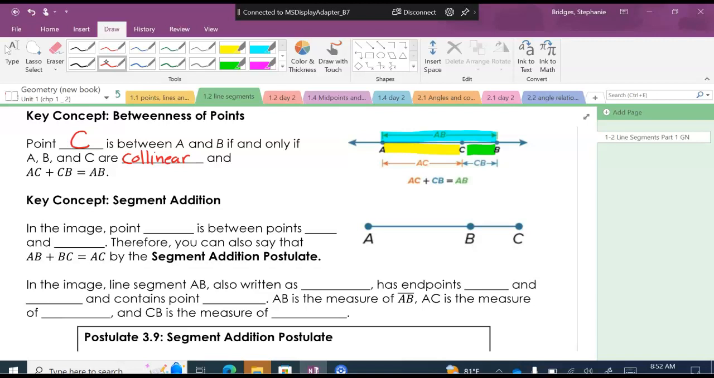Anyway, in the image, point, which one is in between? B. So point B is in between what other 2 points? A and C. Yep. Therefore, we can say that AB, the smaller segment, let's highlight that on our picture, AB plus the other small segment, BC, is going to give me the entire segment AC. That's called the segment addition postulate. You can take 2 small segments, you can add them together to get a bigger segment.